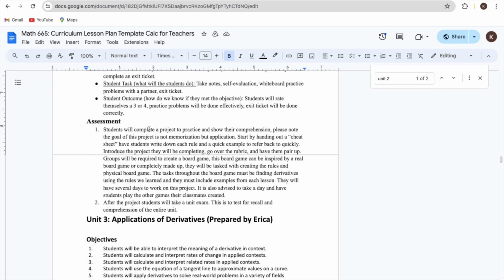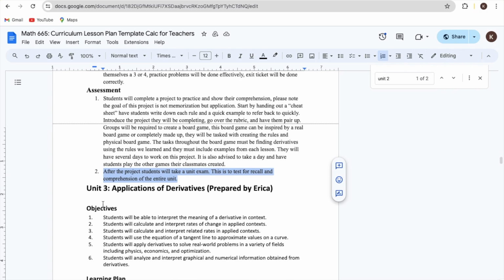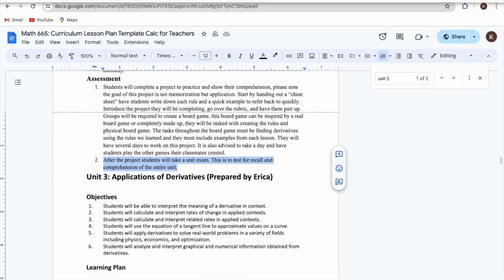And it's also advised, this last sentence here, to take a day and have students play the other games that their classmates created. This is just a fun day where you get math practice in and you also get to have some fun. And then at the very end of the whole unit, the kids are going to take a unit exam. This is to test for recall and comprehension of the entire unit. And this is just so that we know that they know what they need to know before going into Unit 3, applications of derivatives.